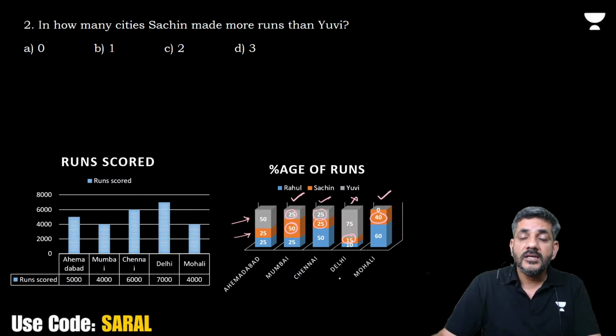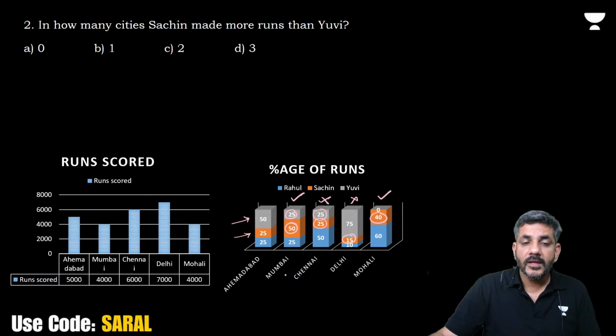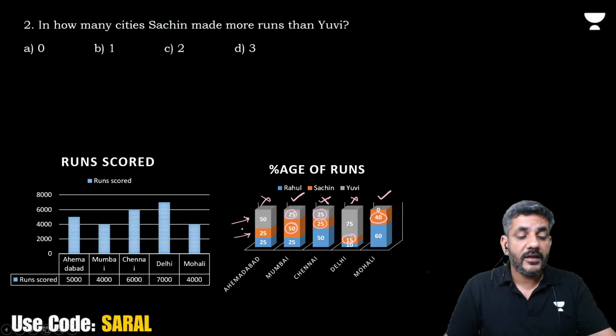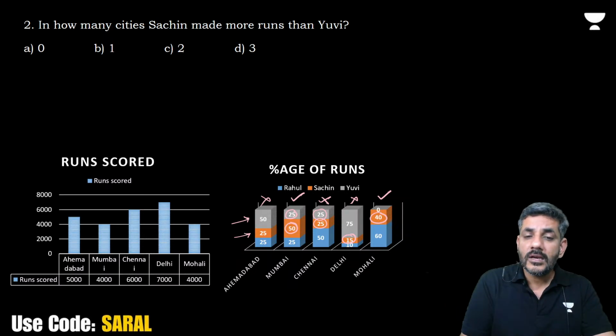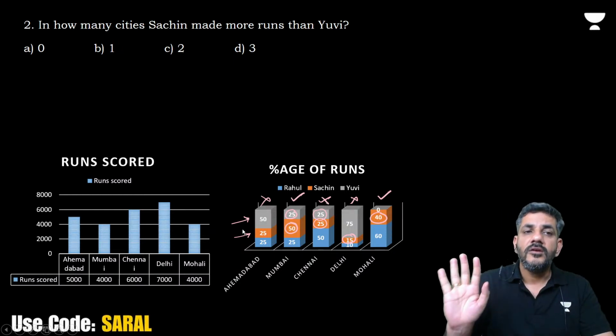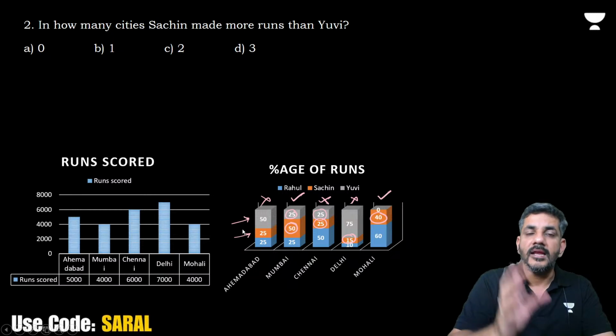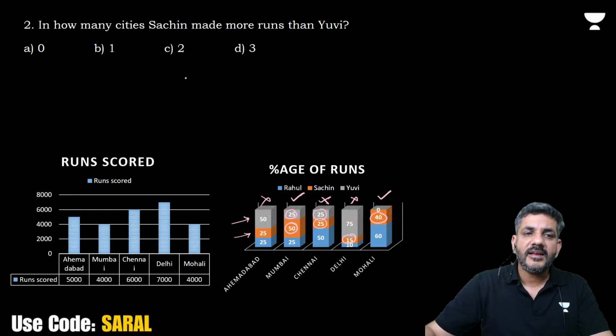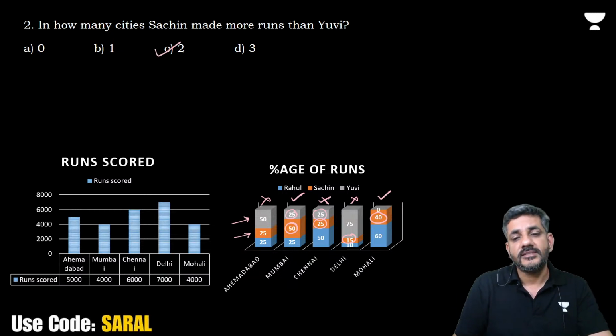So that means Sachin has scored more than Yuvraj in Mumbai. I'm sorry, this is cross. Sachin has scored more than Yuvraj in Mohali, but he has not scored more than Yuvraj in Ahmedabad or Chennai or Delhi. In Chennai, they are equal. In Ahmedabad and Delhi, they are definitely not more, rather, they are less. So two cities is the right answer. That is option C, which everyone has answered correctly.